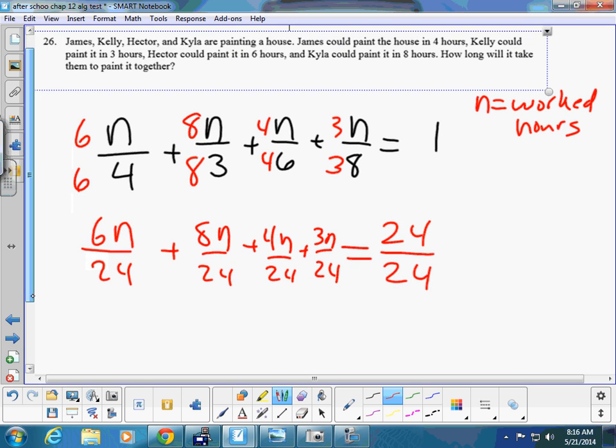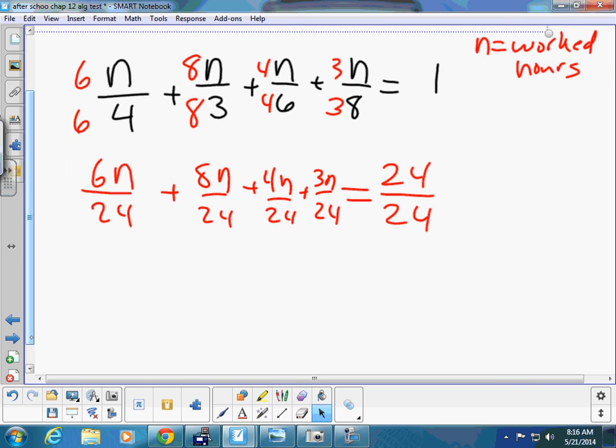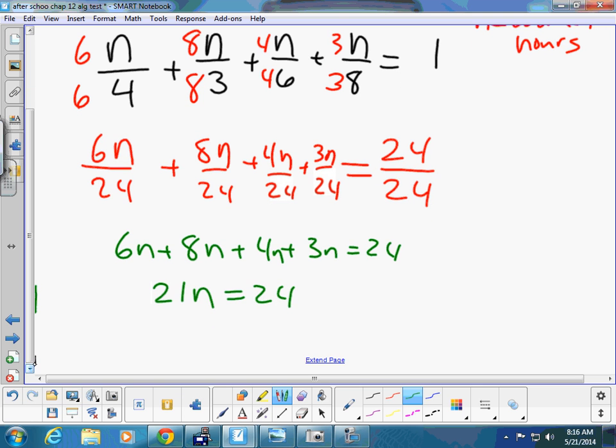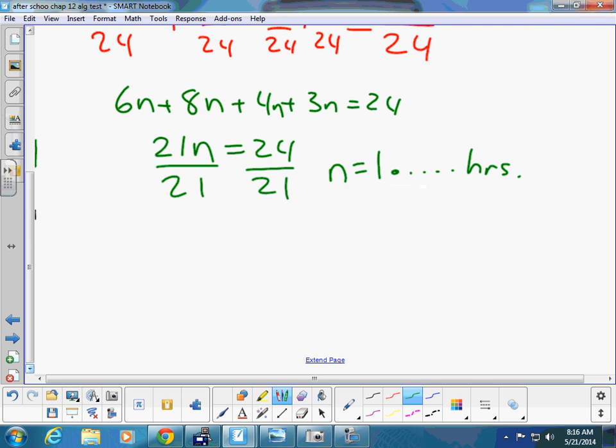And of course, as we're doing this whole chapter, if the bottoms are the same, then the equations solve the top. So we're doing 6n plus 8n plus 4 plus 3n equals 24, for a total of 21n equals 24. We're going to divide both sides by 21, and that's going to be 1 point something hours, and I'll let you figure that out on your calculator for time's sake.